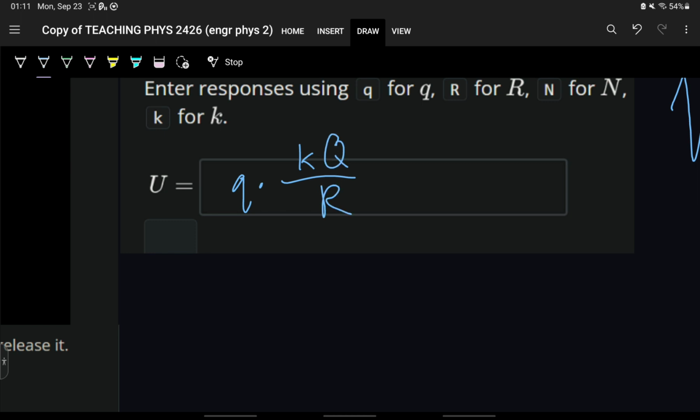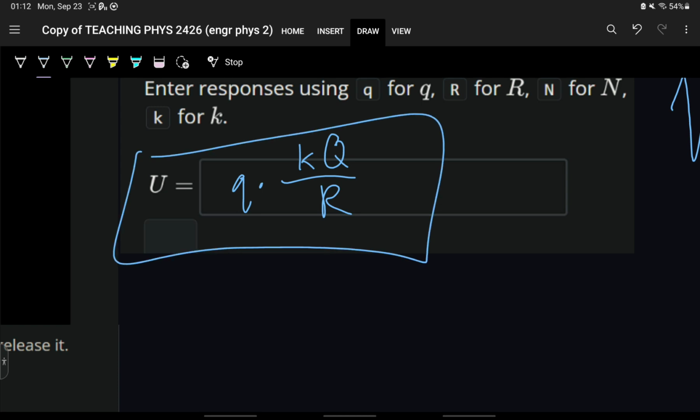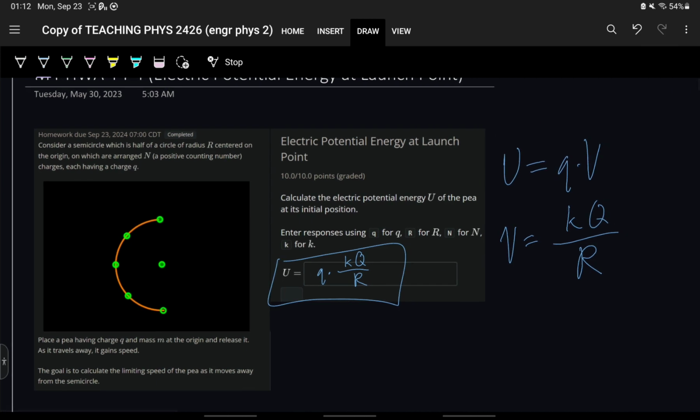all divided by R. Remember, lowercase q is the charge of the P, capital Q equals uppercase N times lowercase q is the total charge of the semicircle, and R is the radius of the semicircle. And that is going to be our final answer for this problem. I hope that helped.